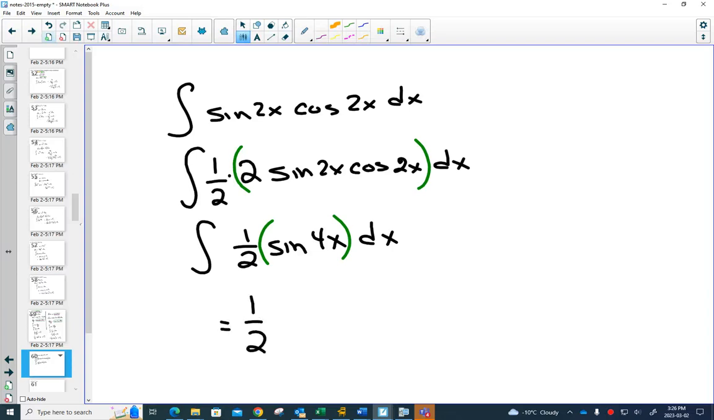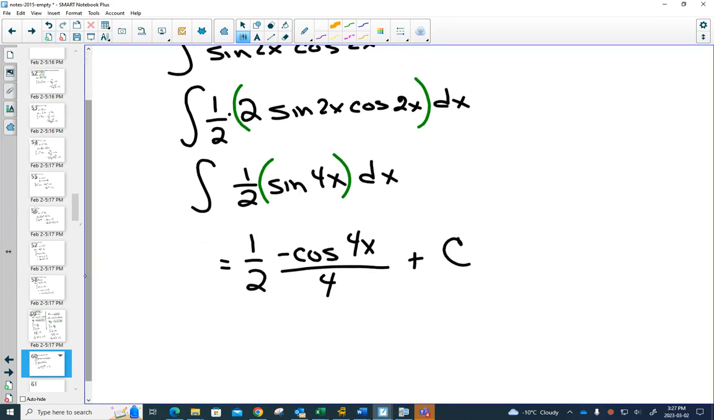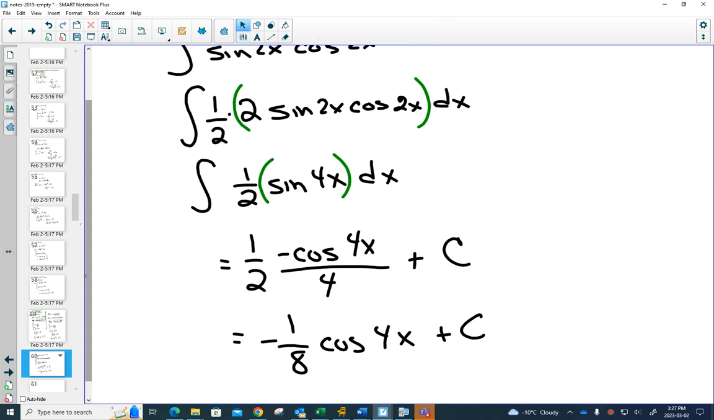Integral of, well, the 1/2 would still be there. The integral of sine is negative cos 4x, and because of the chain rule, I'd have to divide by 4 plus c. So here is another answer that is also correct, which looks nothing like the other 2 answers.